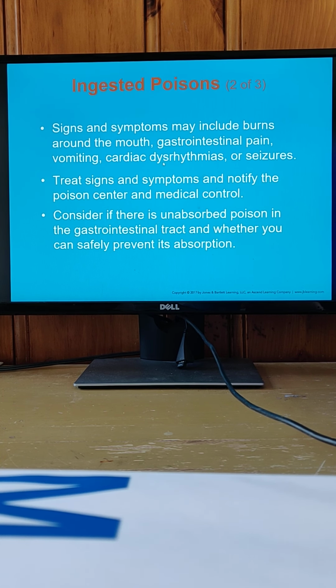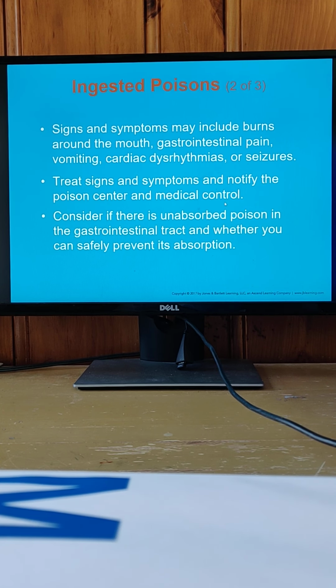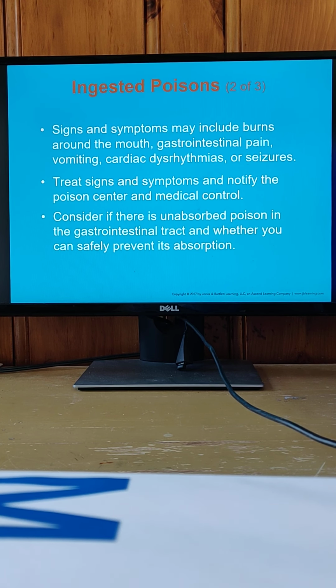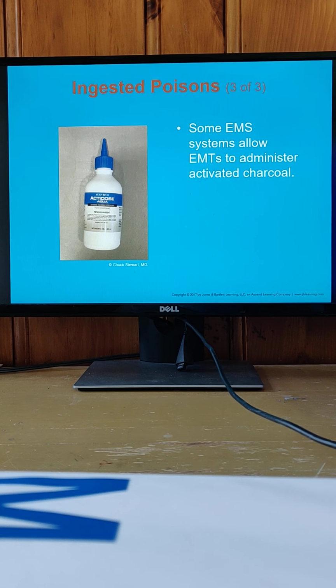Vomiting, cardiac dysrhythmia, which is basically, as you know, an irregular heartbeat, and it might include seizures. Treat signs and symptoms and notify the poison center and medical control immediately. Consider if there is unabsorbed poison in the gastrointestinal tract and whether you can safely prevent this absorption. Okay, one of the drugs that we can give somebody is called activated charcoal, but we'll talk about that in a little bit. Oh, speak of the devil.